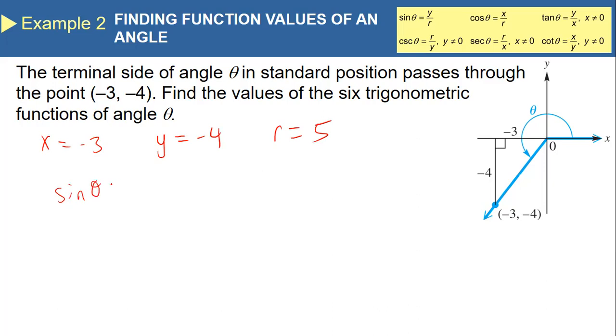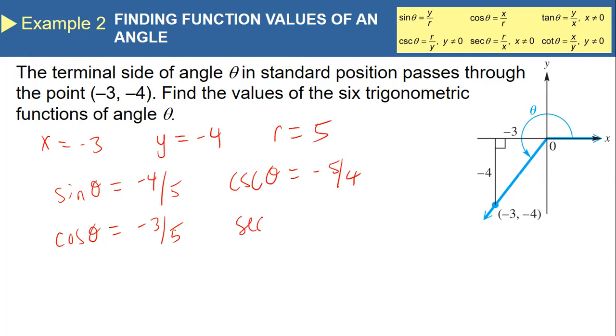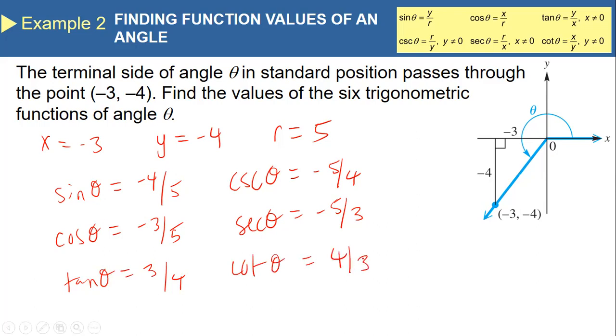Can I write all my trig values now? So we have sine theta equals what? -4/5, and therefore cosecant theta equals. There we go. Does it matter if the negative's in the numerator or denominator? Nope. Cosine theta equals -3/5, therefore secant theta equals. Perfect. And then tan theta, 3/4, and therefore cotangent theta, 4/3. So we feel pretty confident in finding the 6 trig ratios of a point on a coordinate plane.